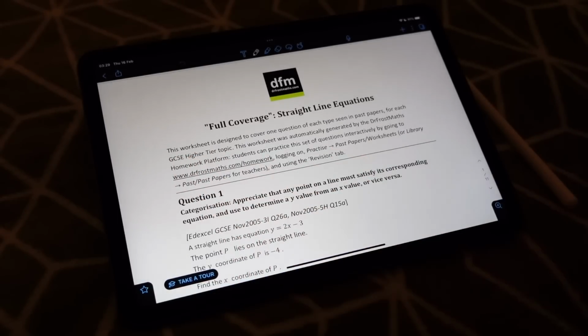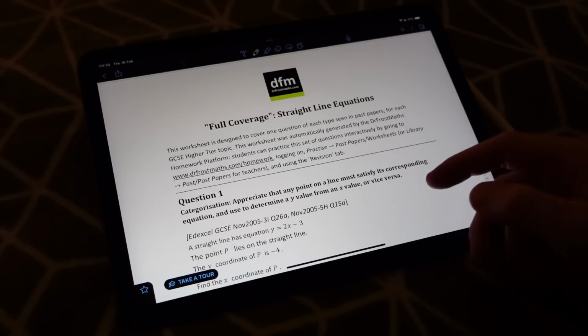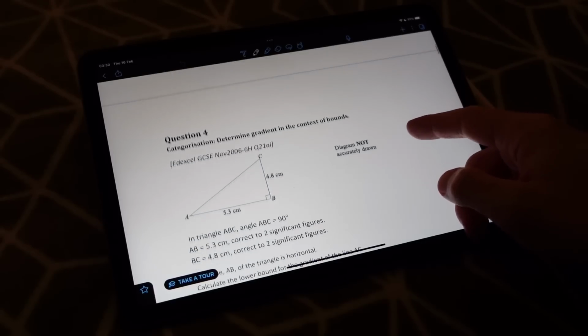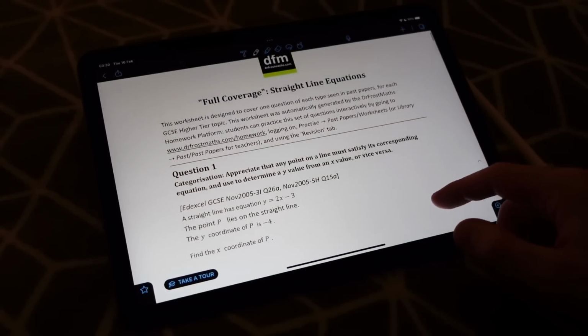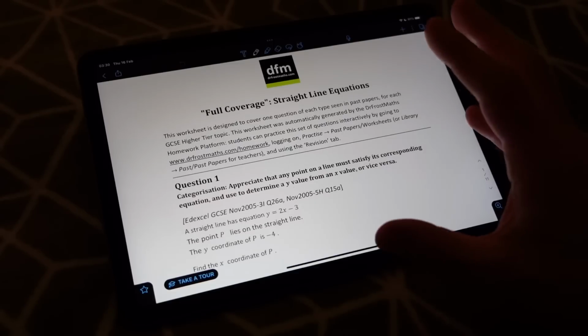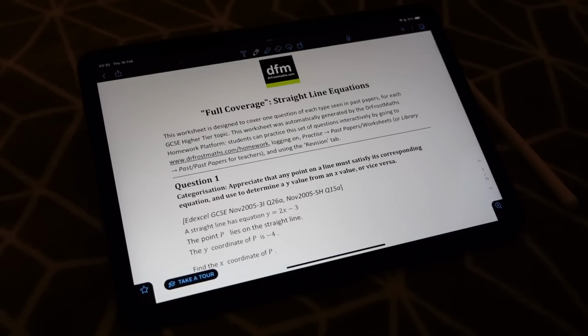higher papers. So in this document that I found, I never did any of these questions. I am not from England, so I didn't do GCSE. But this is just a nice, not too tricky assortment of different straight line questions that I thought I'd solve for you all.